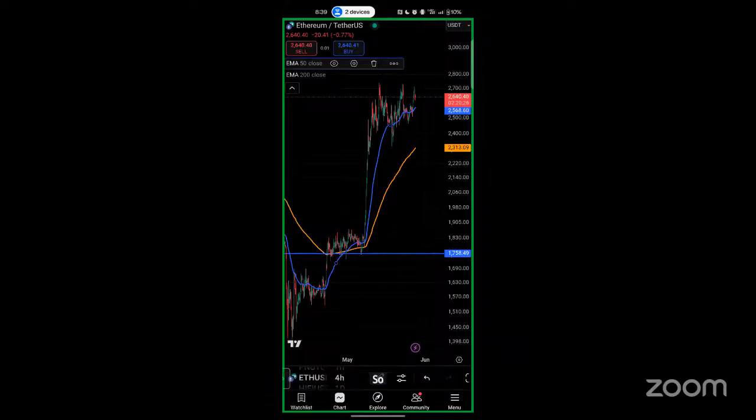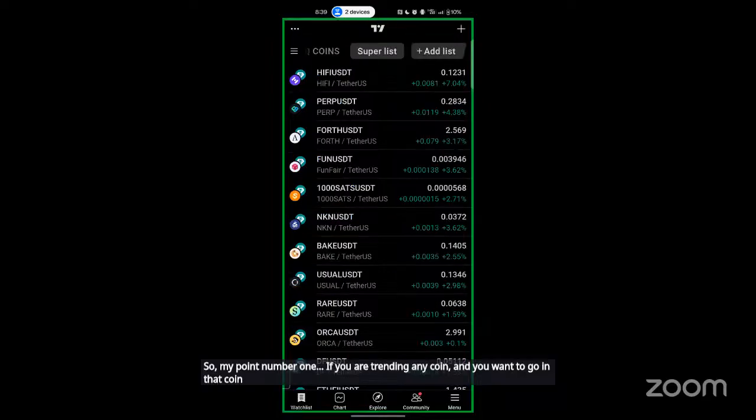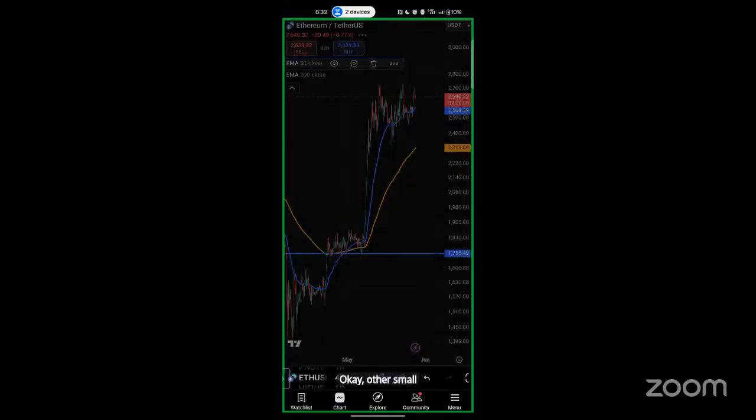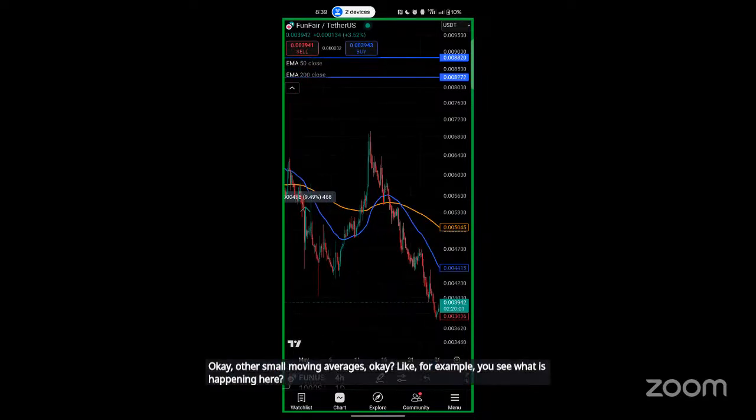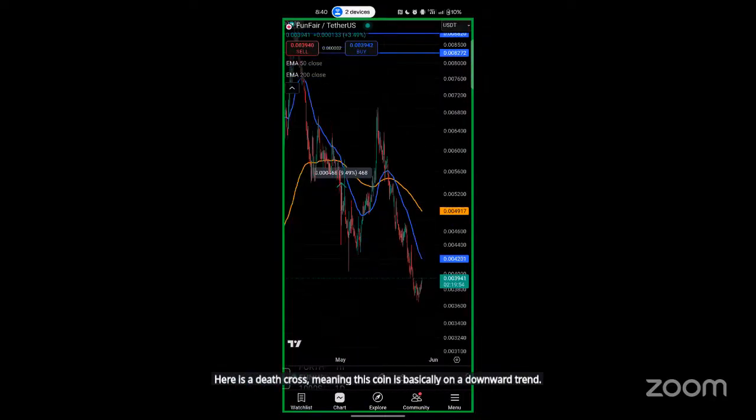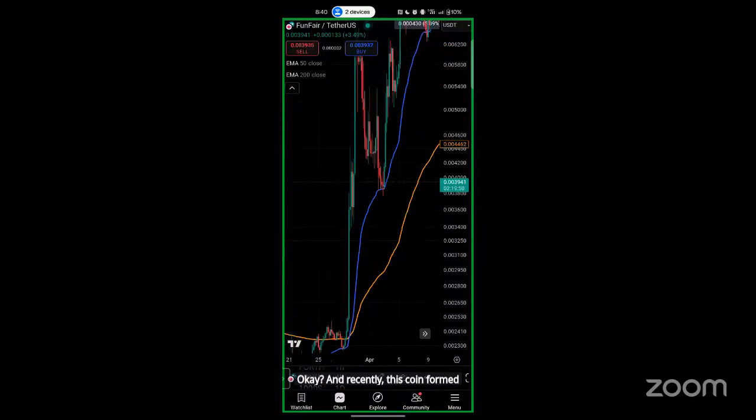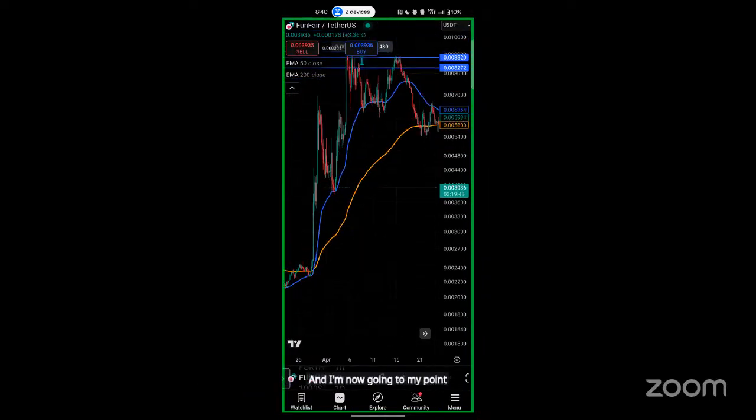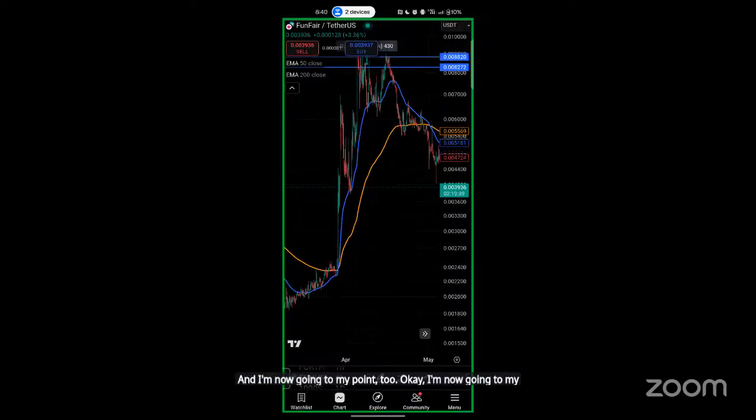So, my point number one, if you are trading any coin and you want to stay in that coin for a longer period of time, you can use what we call the moving averages. Tomorrow, I'll dig into other small moving averages. Like for example, you see what is happening here? Here is a death cross, meaning this coin is basically on a downward trend. And recently this coin formed a golden cross and it went into a very good uptrend. Imagine. I'm now going to my point two of explanation, although I will still explain how you use them.